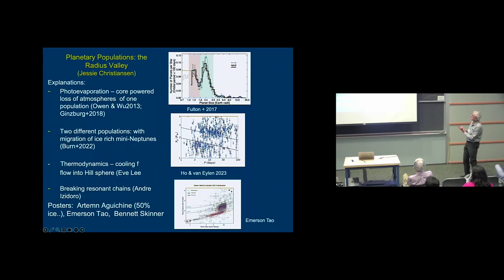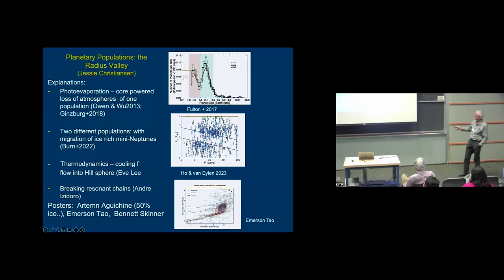The classical models have it that this is just a photoevaporation effect of one kind of population, a hydrogen envelope on top of a rocky core. But the Bern group, this is Remo Burn from Bern, put together the idea that you can migrate ice-rich worlds in close to the stars by migration mechanisms, and this is what's responsible for this second peak. So you would predict steam atmospheres, and work on an icy component, a different kind of population here, has been carried out in posters by Aguichine, Emerson Tao, and my own student Bennett Skinner here.